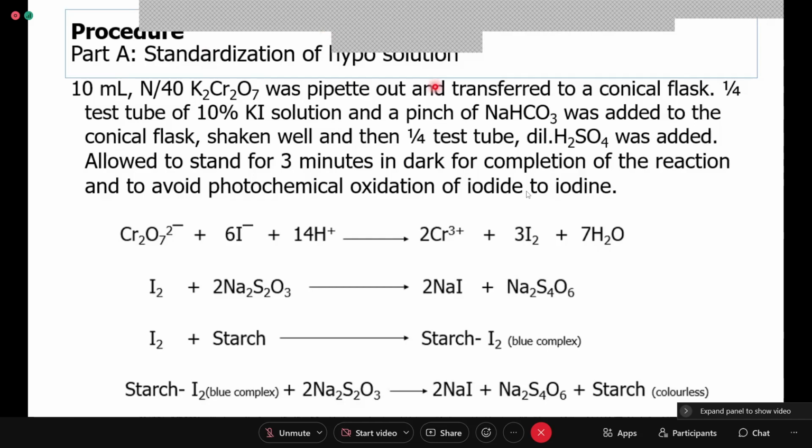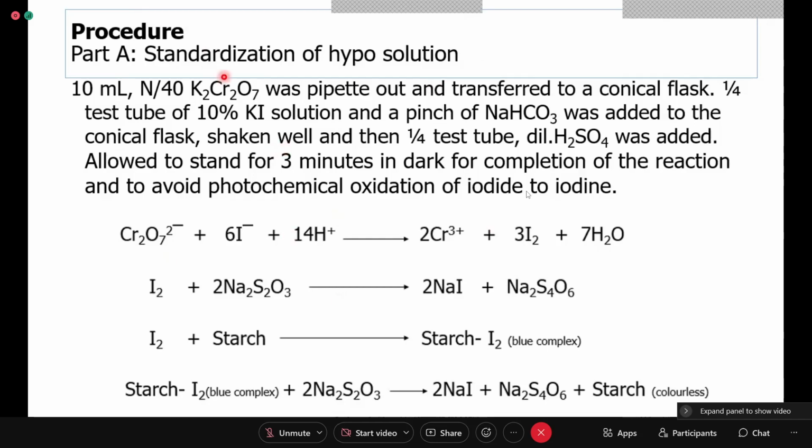Okay, so we were at the standardization of hypo solution. 10 ml of N by 40 potassium dichromate was pipetted out and transferred to a conical flask. 1/4 test tube of KI solution and a pinch of sodium bicarbonate was added to the conical flask. Shaken well, and then 1/4 test tube dilute H2SO4 was added, and then allowed to stand for 3 minutes in dark for completion of the reaction and to avoid photochemical oxidation of iodide to iodine.